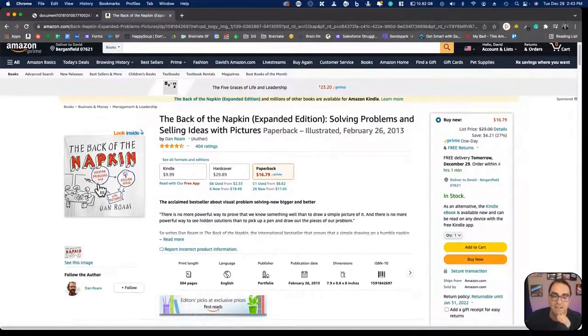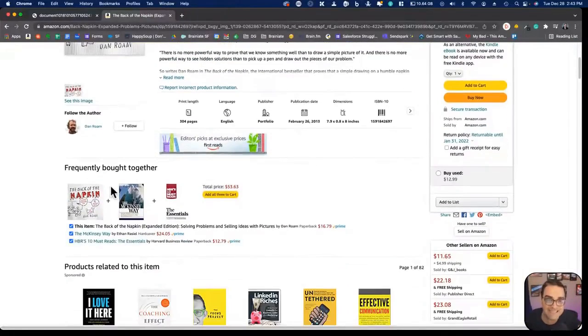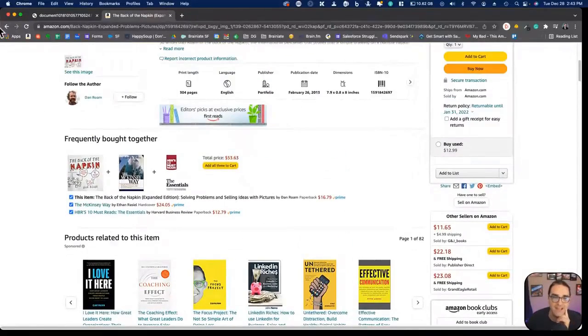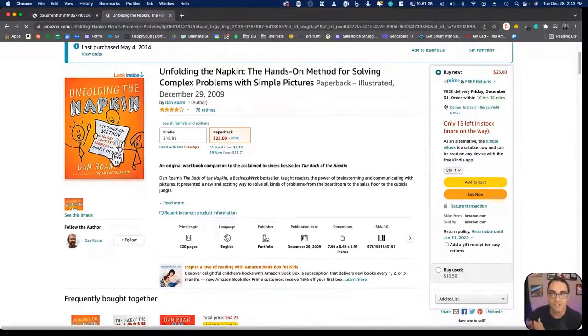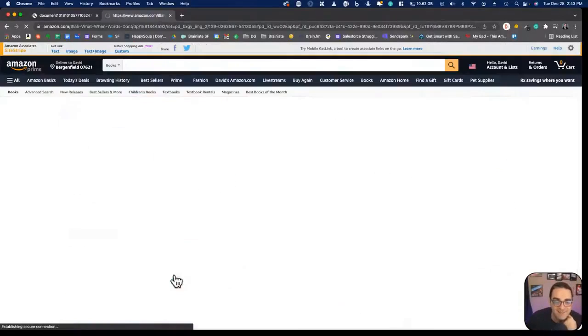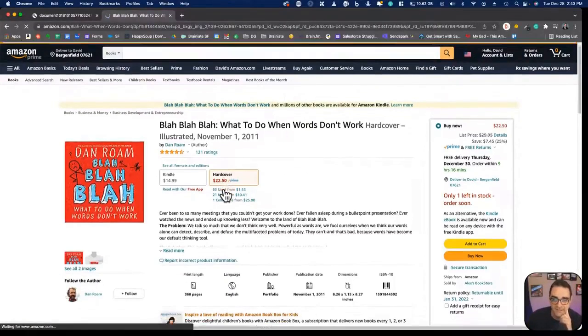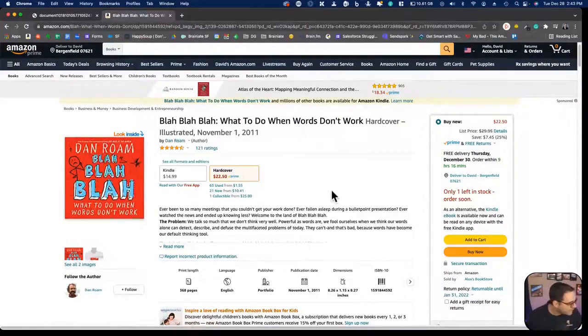And it's called, here, The Back of the Napkin: Solving Problems and Selling Ideas with Pictures. And we're talking very simplistic images. And then I found his other book called Unfolding the Napkin, which really shows more of how to implement the concepts that he talks about in his other book. And he also has this book called, which I think is funny, Blah, Blah, Blah: What to Do When Words Don't. So what I'm going to show you is how I typically do this.